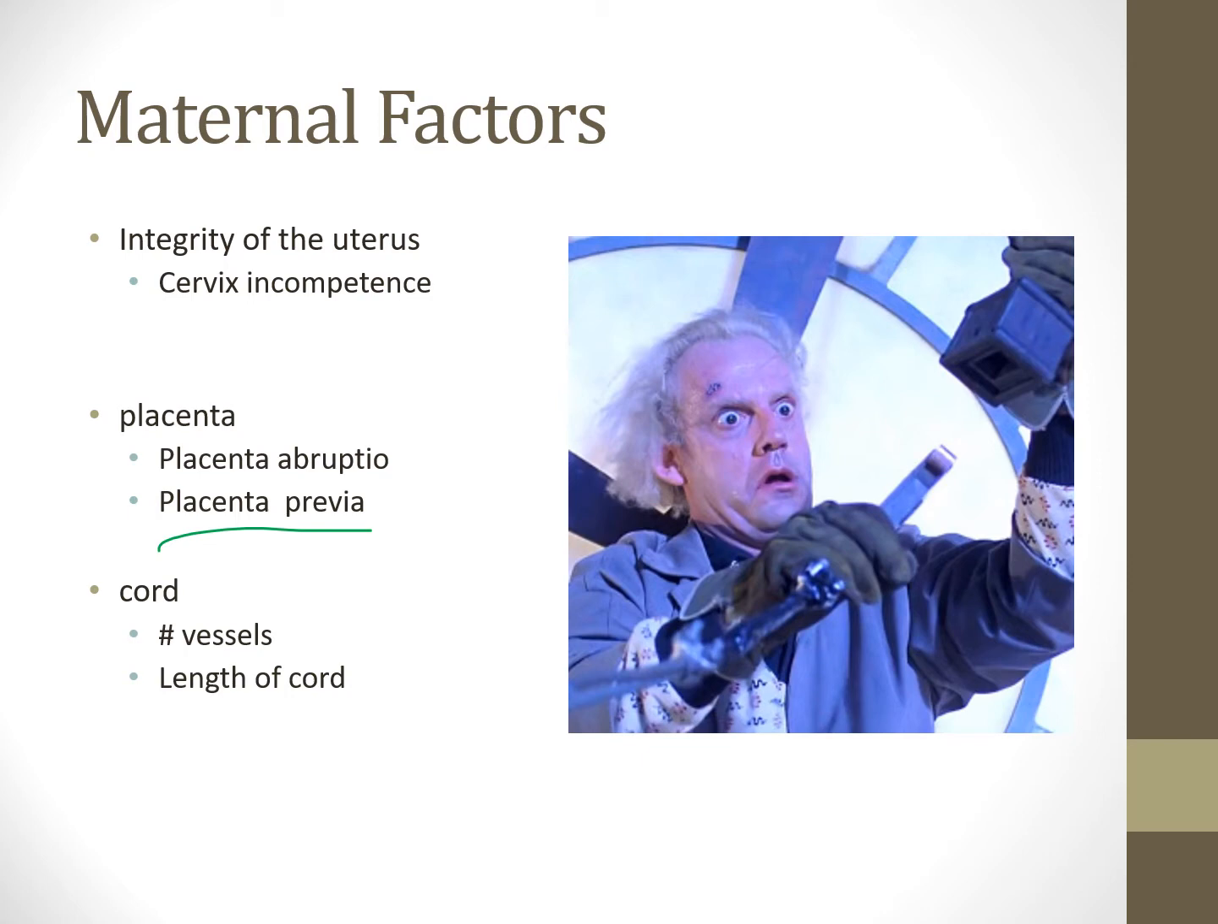So placentas can have their issues, whether they're previas or abrupted or partially abrupted. The cord can also have its issues. The number of vessels is going to be something that we pay attention to. We want to have 2 arteries and 1 vein. So the 2 arteries are very small and thick, and then you have this big floppy one, right? And this is going to be the umbilical vein, and these are going to be the umbilical arteries, right? So you always want a big floppy and 2 tiny thick ones, right?